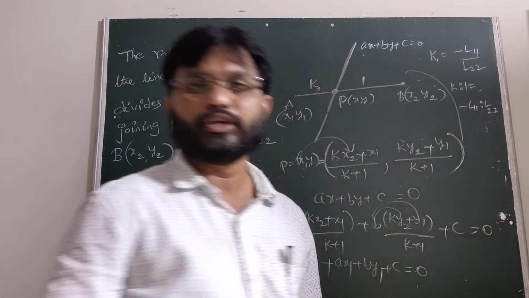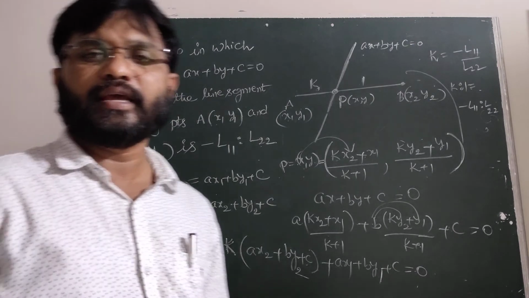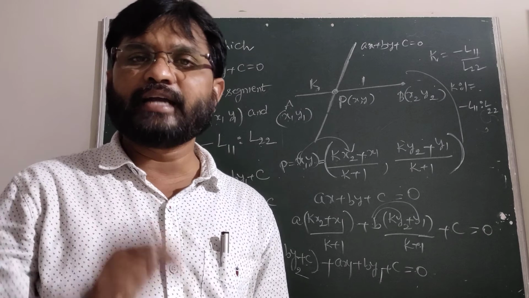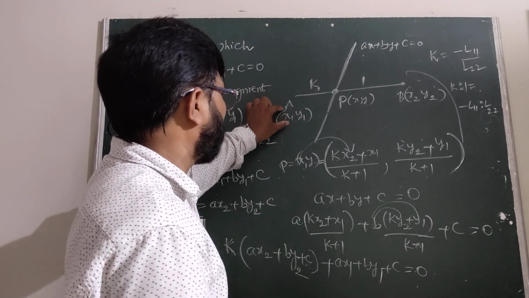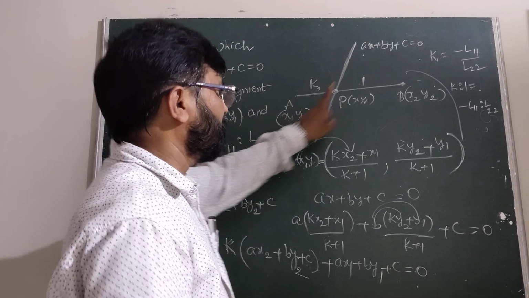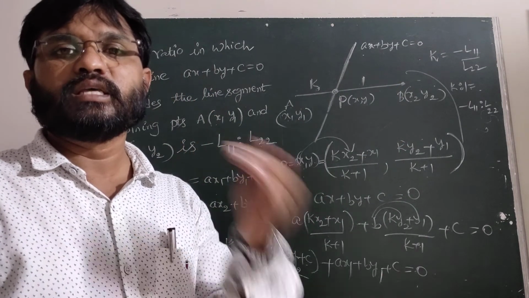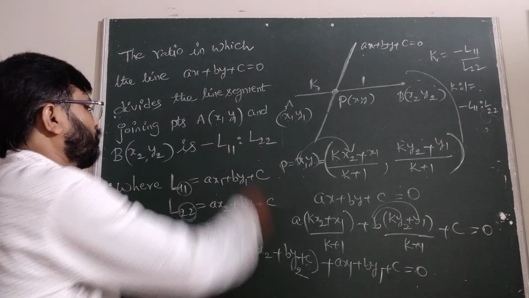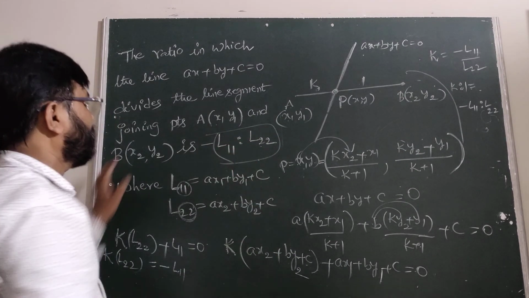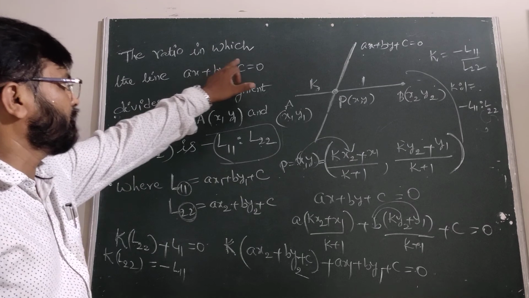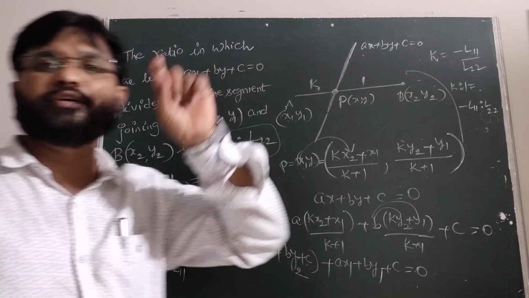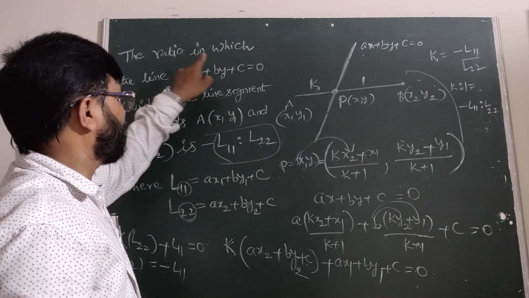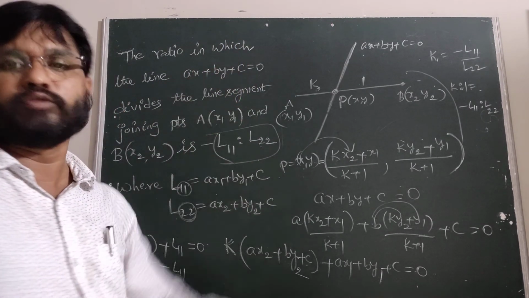The ratio in which the straight line ax plus by plus c equal to 0 divides the line segment joining the points A(x1, y1) and B(x2, y2) is minus of L11 is to L22. What is L11? ax1 plus by1 plus c is L11, and L22 is ax2 plus by2 plus c.